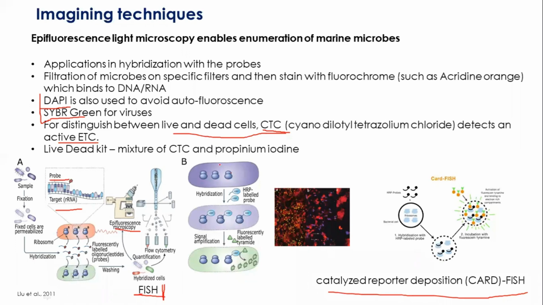Okay. Also, you can stain the DNA with propidium iodide. It works as an intercalating agent, the way ethidium bromide works, right? Then, as I said, there are advantages in the FISH variants like CARD-FISH, where you use catalyzed reporter deposition, and it helps in removing the autofluorescence and the background noise.